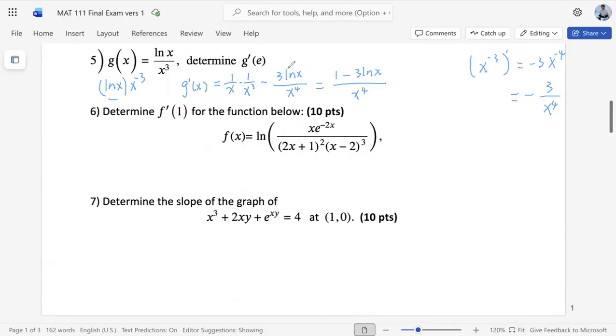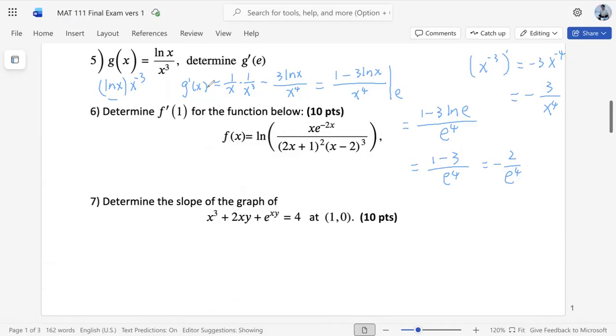Then we need to evaluate at e. So evaluate at e, x equals e. So we have 1 minus 3 ln e divided by e raised to 4. Well, remember what's ln e? ln e is 1. So 3 times 1 is still 3. So we get -2 over e to the 4.